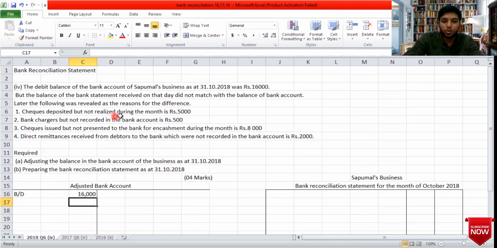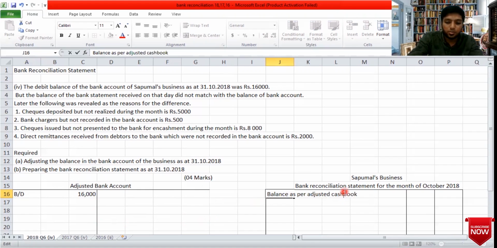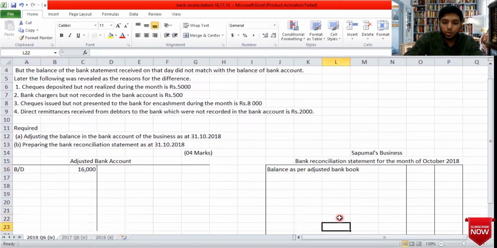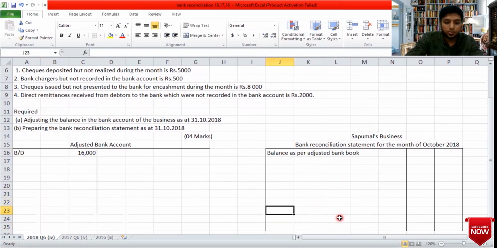Checks deposited but not realized during the month is 5,000. As I said, this is an unrealized check. An unrealized check should be a deduction on the bank reconciliation statement. So I'll write here: balance as per adjusted cash book. This is the balance, or adjusted bank account, the good term. This is the balance you are going to take to the next side of the sum, and you are going to write here on top, unpresented checks. You are going to write unrealized checks.